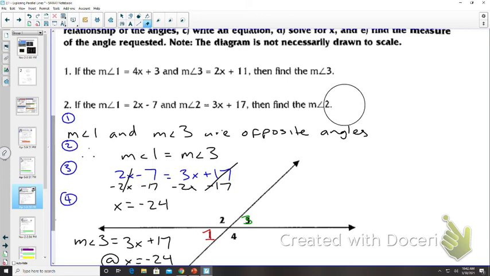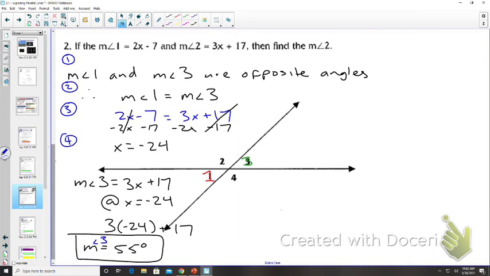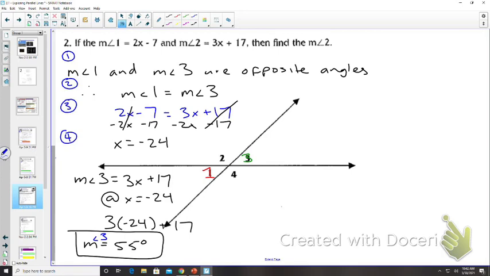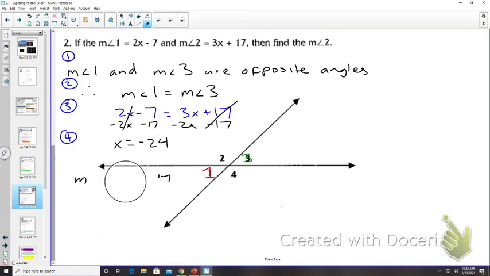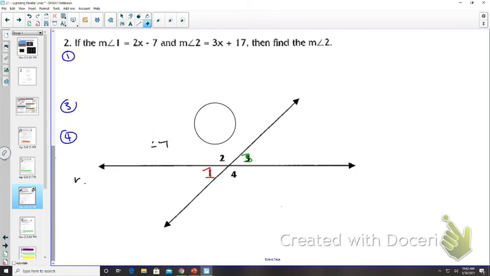So for our second one, we're going to do it with measure of angle 2. Are you guys good with this stuff right here? Okay, so I'm just going to erase it, and we'll leave our steps up there. Now we are dealing with angle 1 and angle 2 right here. So what is the relationship between angle 1 and angle 2?